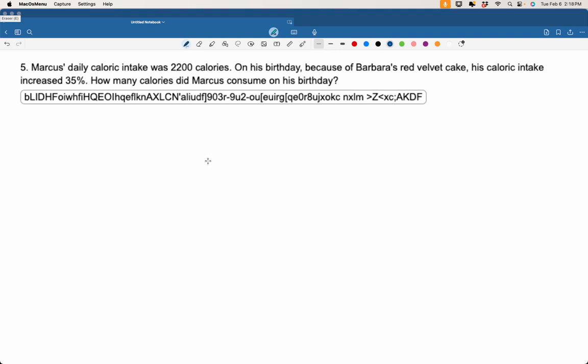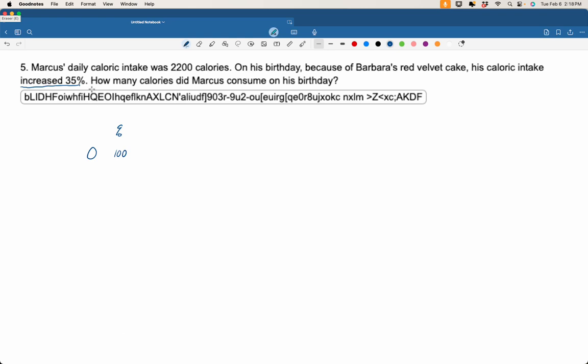Marcus's daily caloric intake was 2,200 calories. Okay, so we're talking about his calories. And let's do percent here. The original is 100. You can always start it like that. On his birthday, because of Barbara's red velvet cake, his caloric intake increased 35%. So that is the amount of increase. How many calories did Marcus consume on his birthday?